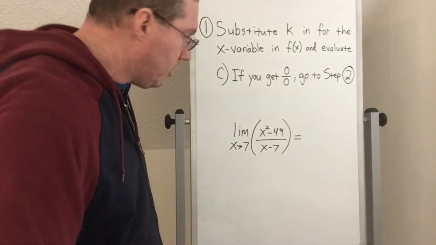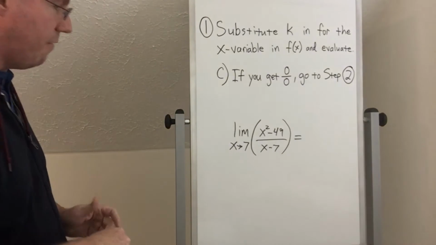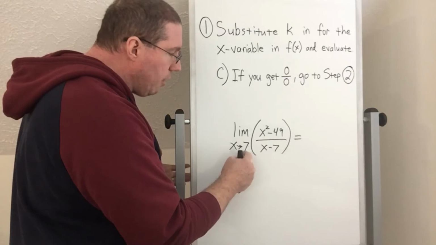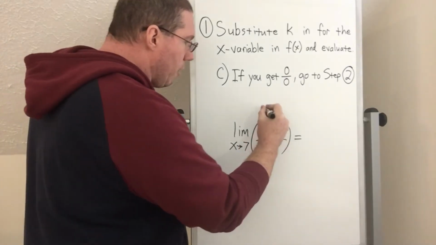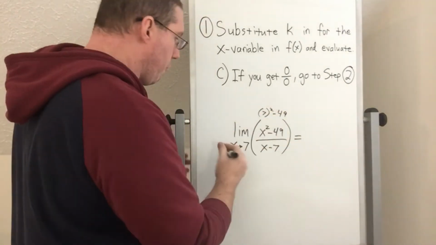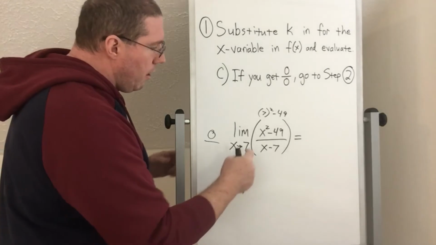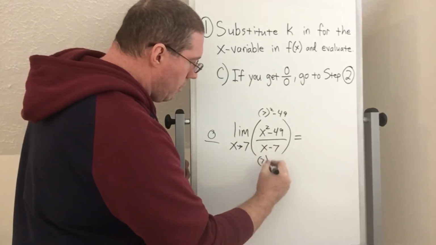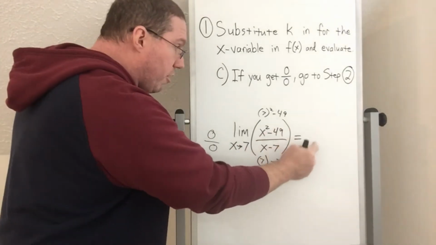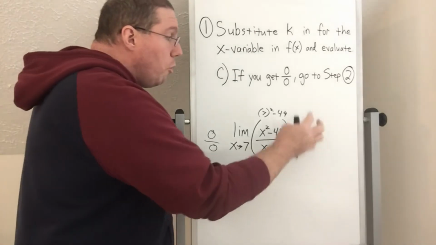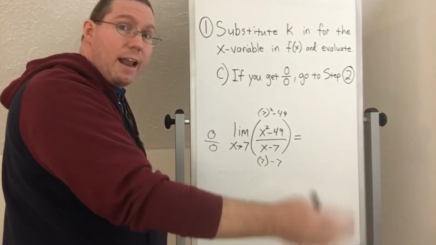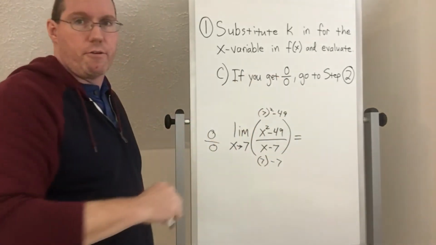And so let's look at this situation. We've got the limit as x approaches 7 of x squared minus 49 over x minus 7. Well, if we plug the 7 in here, 7 squared minus 49. Well, 7 squared is 49. 49 minus 49 is 0. Now let's put it in the bottom. 7 minus 7 is also 0. So we got 0 over 0. That's not an answer. Don't put 0 over 0 over here. What we now have to do is step 2, step 3, and step 4, and after we're done with all that, then we can put an answer here, okay?